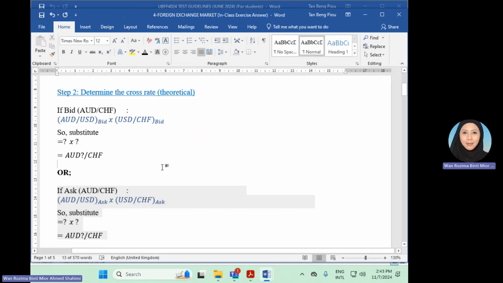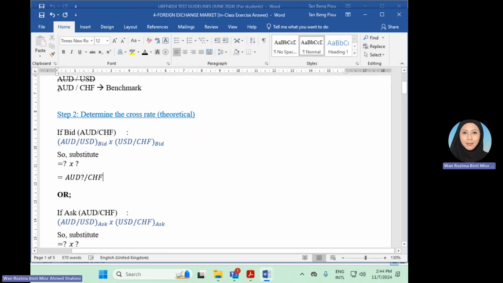Either one. Let's say, since bid always comes first before ask, I focus on bid. Since this is our benchmark, Aussie dollar against Swiss franc, the pair is Aussie dollar against USD bid times USD against Swiss franc bid. Right. Next, can you calculate the cross rates? 2 minutes. Can you calculate the cross rates?